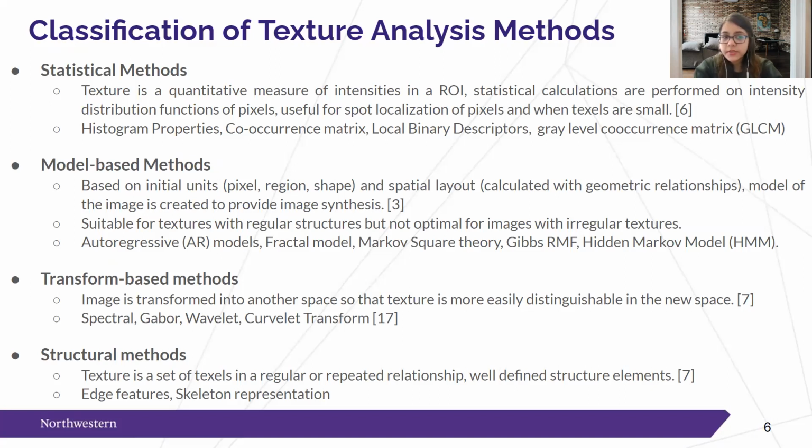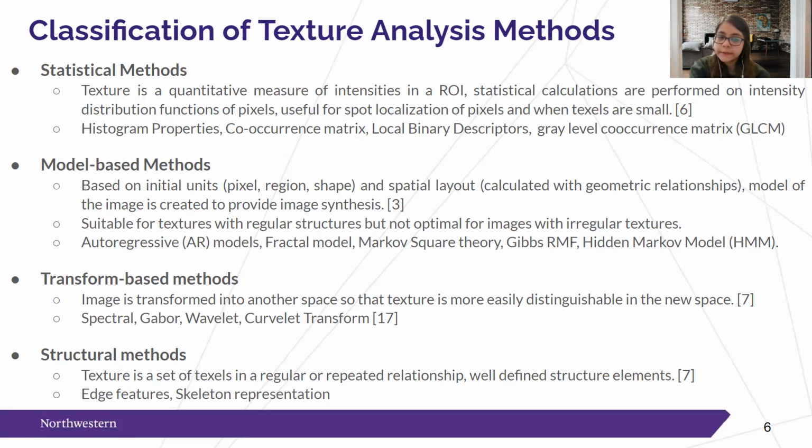In model-based methods, we consider the initial units like the pixel region, the shape, and the layout, which is the geometric relationships between these pixels. The model of the image is then created to perform image synthesis. So this is suitable for textures with regular structures, but it's not optimal for textures which have irregular structures. Some common model-based methods are AR models, the really popular autoregressive models, fractal models, Markov random theory, Gibbs, and hidden Markov model.